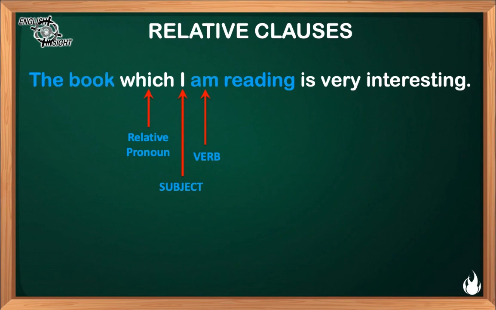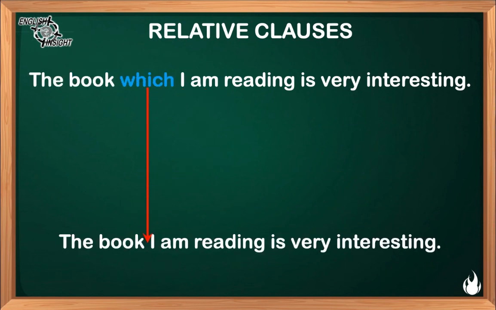What am I reading? The book, and in this case the relative pronoun which makes reference to the book, which in this case happens to be the object. Therefore, the word which can be omitted, and we have the book I am reading is very interesting, and the relative pronoun can be implicit. Let's check this other case.